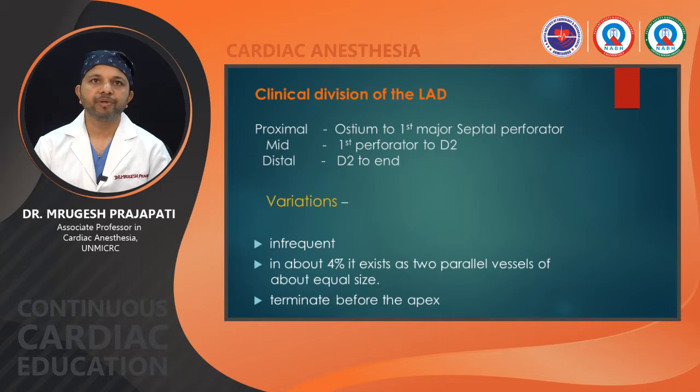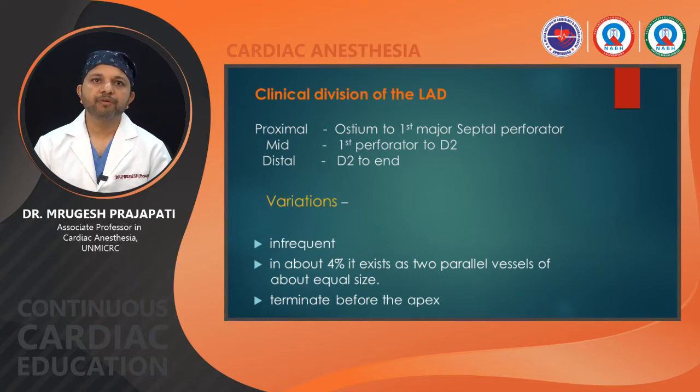So if we divide clinically, the LAD can be divided into three parts: proximal, mid and distal. The proximal part extends from the ostium to the first major septal perforator. The mid part is between the first perforator and the diagonal 2, and the distal part is after the diagonal 2.